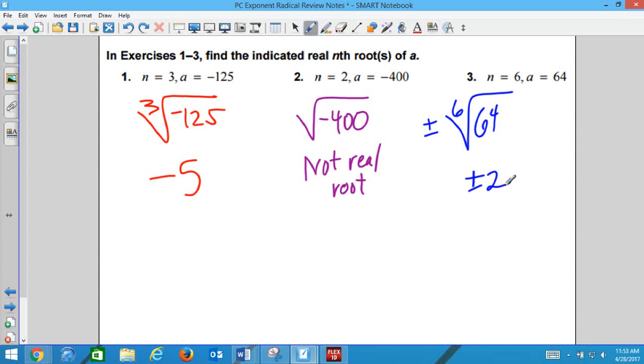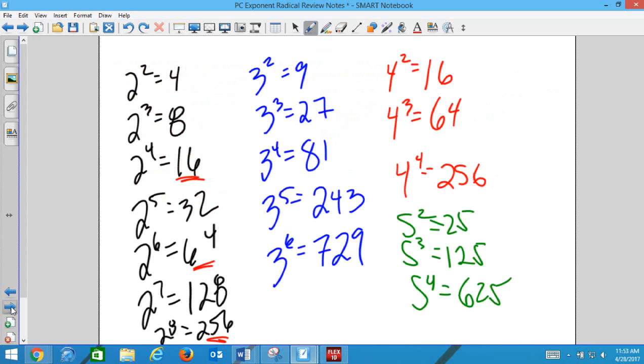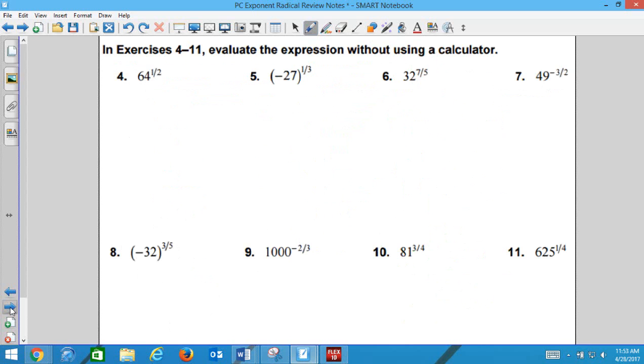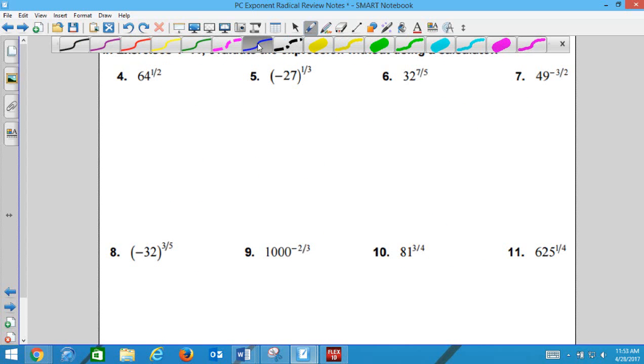All right, the next section is no calculator. And there are different ways of doing these.